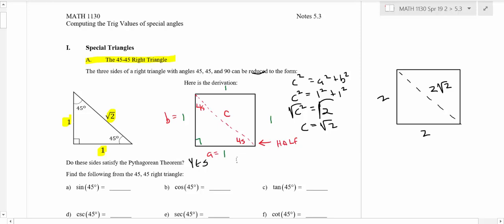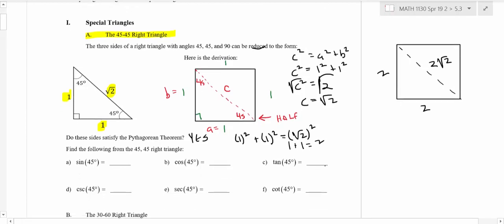If you did 1 squared plus 1 squared, that is equal to the square root of 2 squared. That's pretty easy to see in your head. That's just 1 plus 1 is equal to 2.